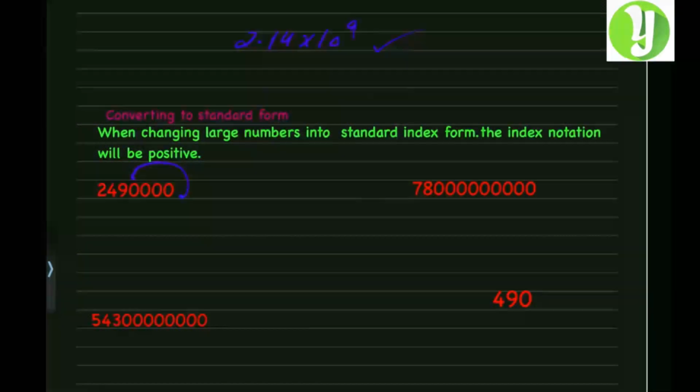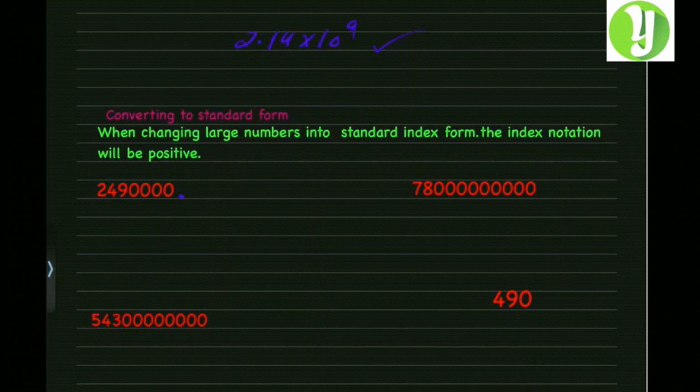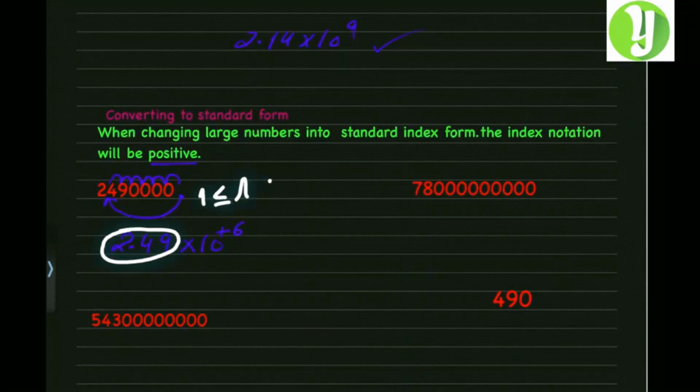Okay, a lot of students forget the method. Our first number lies between 1 and 10. So we can put the decimal after the 2, because after 2 it looks like 2.49 times 10 to the power of 1, 2, 3, 4, 5 and 6. It's a positive 6 because we write a positive sign for the large number. And you can see our first digit fulfills the condition of being greater than 1 and less than 10.